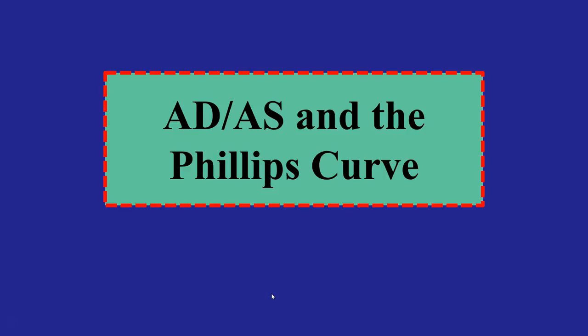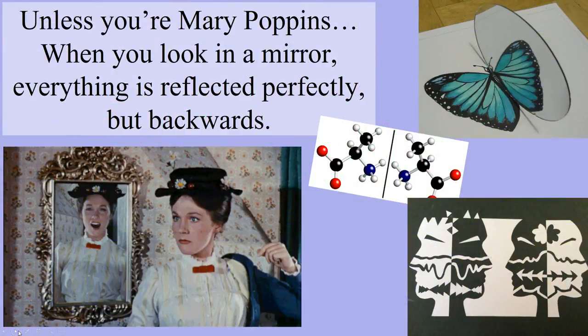Hey DCMAC, I want to take a second to give you a study tip when you're trying to combine what's happening with aggregate demand and supply in the macro equilibrium model, and when you're looking back at the Phillips curve and trying to figure out how those work together. I want to talk for a second about symmetry, because symmetry is very, very important. Unless you're Mary Poppins, when you look in the mirror, everything is reflected back perfectly, but backwards. So I want you to think about that mirror image idea.